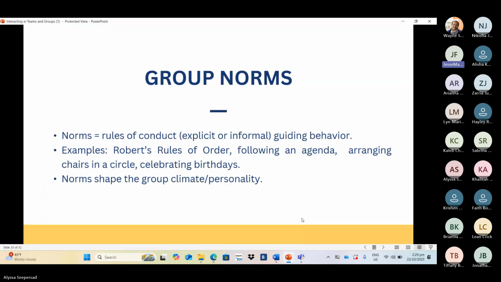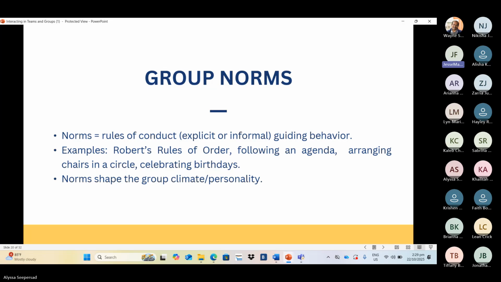Okay, so group norms now. Group norms are the rules of conduct that guide the behaviors and practices of members in a group. They can be formal or informal. Some norms may be explicit, such as Robert's Rules of Order. This is a parliamentary procedure that sets specific guidelines for conducting a meeting. I can't remember the entire procedure, but it's a very strict procedure for how the meeting should take place.